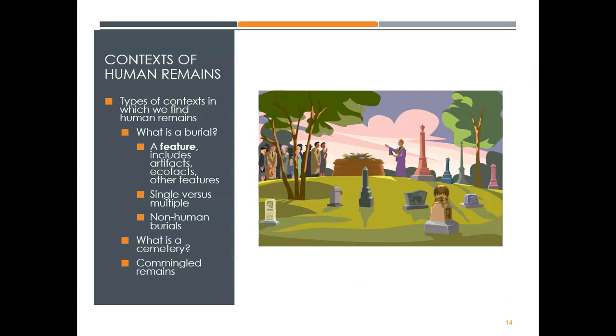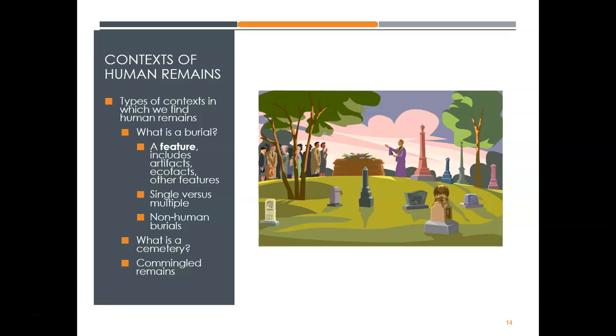So as bioarchaeologists, the context is just as critical as the skeletal remains, although I'll spend some time talking about that. I just want to mention that, of course, we have to think about where we find human remains. Is it an accidental burial? Is it an intentional burial? Again, we consider it a feature because it includes not just the skeletal remains themselves, but all the artifacts, ecofacts, and other aspects that are associated with it.